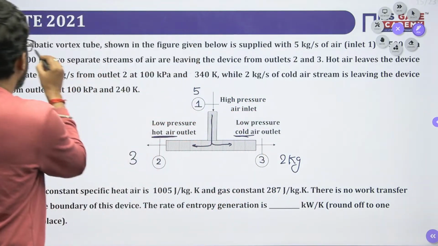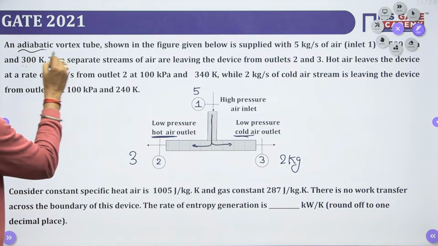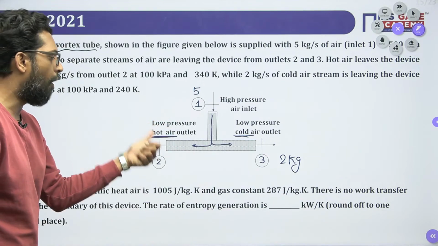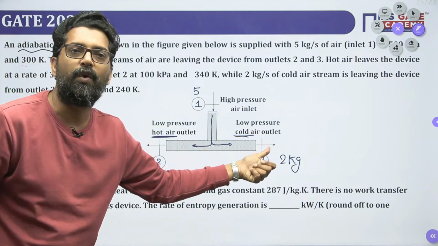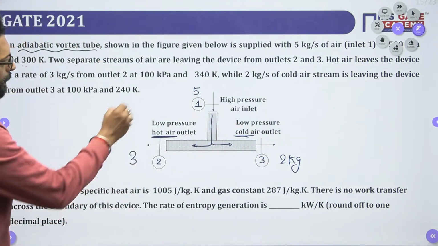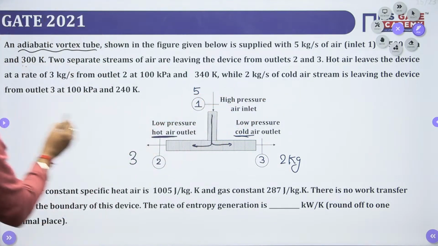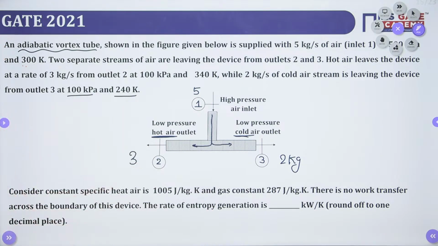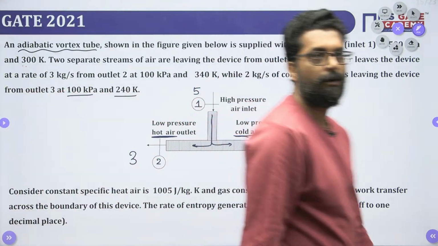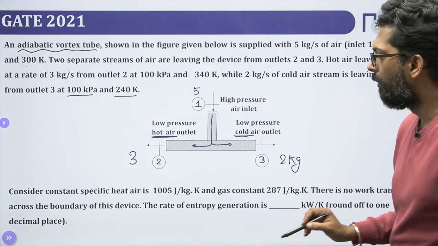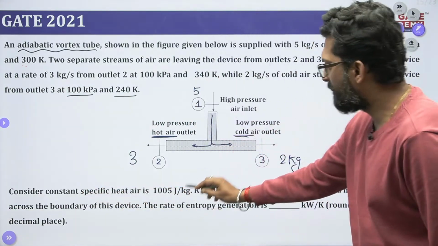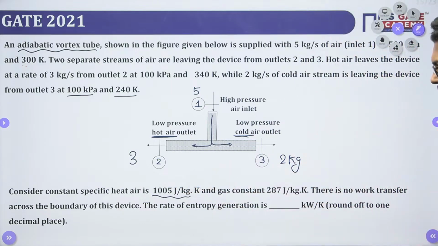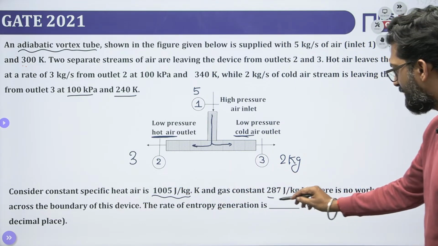What is the function of an adiabatic vortex tube? It will separate the fluid, with hot air at one end and cold air at the other end. The stream leaves the device at a pressure of 100 kilopascal and 240 Kelvin. So these are the given situations. Now consider a constant specific heat of the air. The Cp value is given, and the gas constant is given.